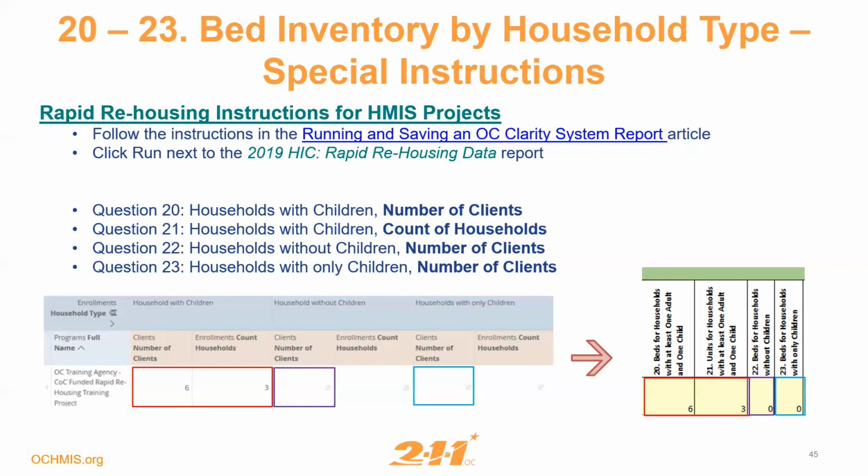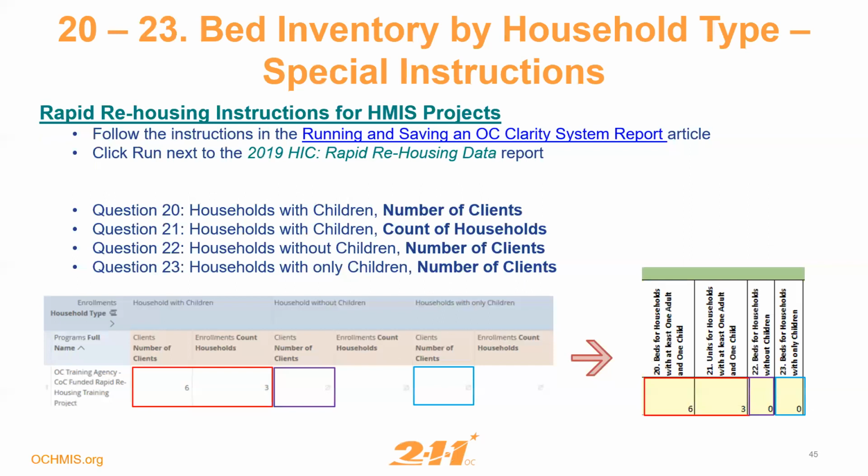And for question 22 in the purple box, beds for households without children, you will be using the households without children number of clients number on your report. So if you look here on the report in the purple box, there is like a strike through. So that means there are 0 clients for that household type. So on the HIC Answer Form, they typed in 0.